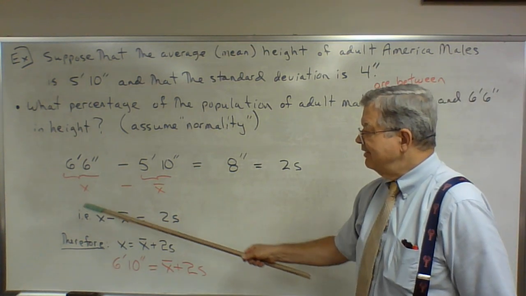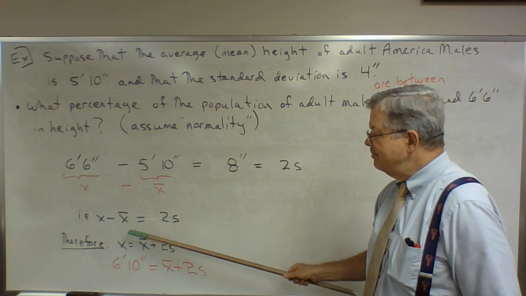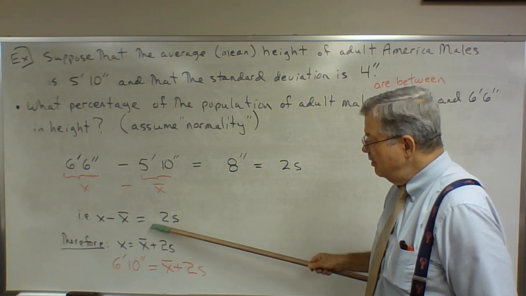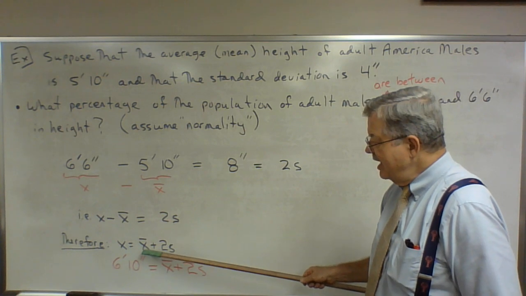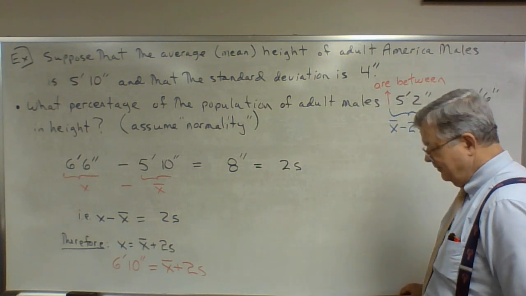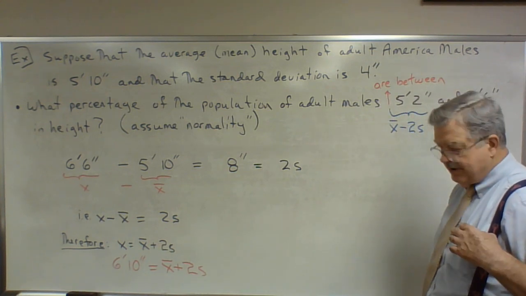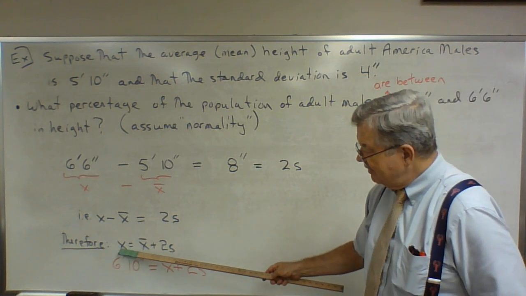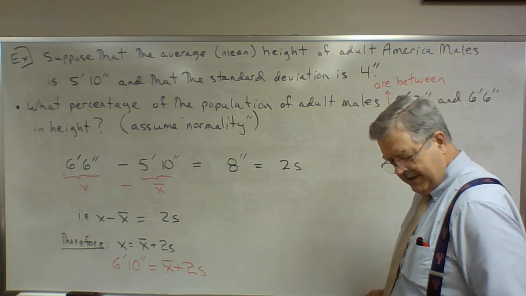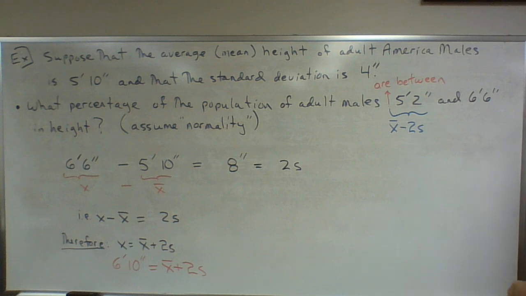So we have our height x minus the mean height x bar is 2 standard deviations. And if we add the mean height to both sides, we get x equals x bar plus 2 standard deviations. So in terms of mean and standard deviations, x, or 6 foot 6, is equal to the mean plus 2 standard deviations. So 6 foot 6, this is x bar plus 2 standard deviations.